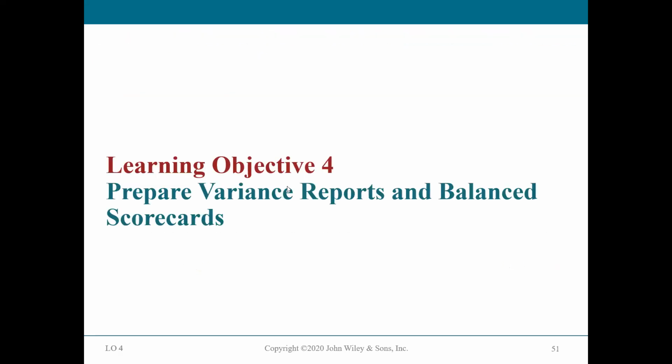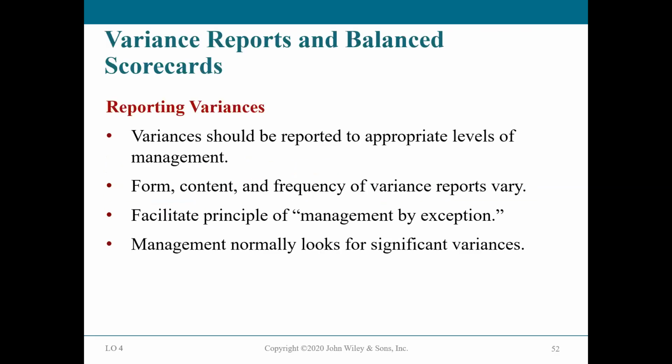All right, let's move on to variance reports and balanced scorecards. So with variance reports, you always want to report them to the right levels of management. If it's a variance report for a department, it'll go to the department manager and above. If it's for a specific unit, it goes to that unit manager. If it's for the entire plant, it'll go to the plant manager. The frequency, the form, the look, and the feel of those reports might vary a little bit based on the reader, so based on what those managers need to see to understand.